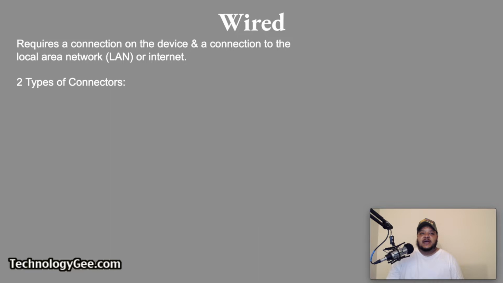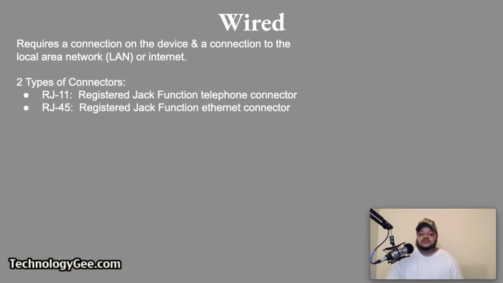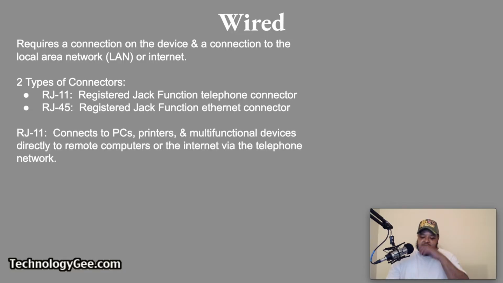The first one you have is called an RJ11 or registered jack function. It's also known as a telephone connector. And then you have a registered jack function 45, also known as an RJ45, which is a connector used to connect to the Ethernet. The RJ11 can connect PCs, printers, multifunctional devices directly to remote computers or to the internet via a telephone network.